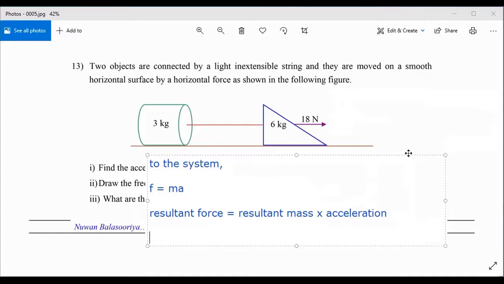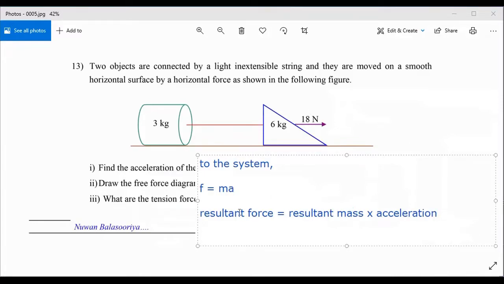The only force acting on both objects is 18 Newton. Therefore, the resultant force is 18 Newton. Equals, what is the resultant mass there? Acceleration we don't know. The resultant mass is 9 kilograms, the mass of the first object plus the mass of the second object.